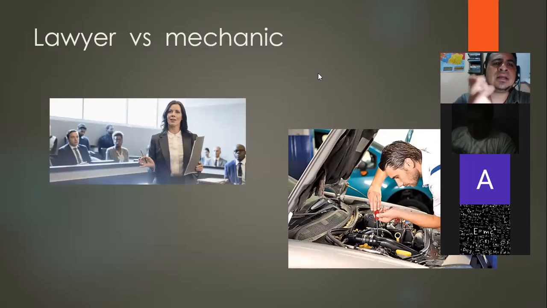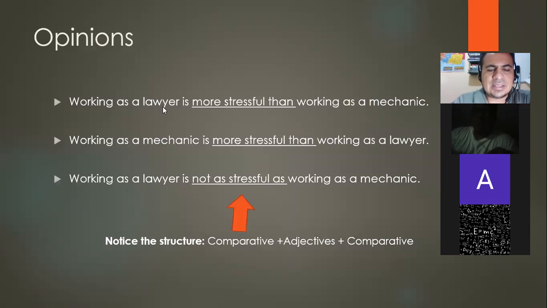Now, no sé si algunos estuvieron en la clase ayer, ¿se acuerdan? Comparamos algunas profesiones, oficios. For example, you can say a lawyer, you can say, for example, working as a lawyer is more stressful than working as a mechanic. Una opinión, right? Cada quien puede tener diferentes opiniones. Working as a lawyer can be more stressful than working as a mechanic. Okay? So, aquí está el ejemplo. ¿Cómo se escribe? Working as a lawyer is more stressful than working as a mechanic.